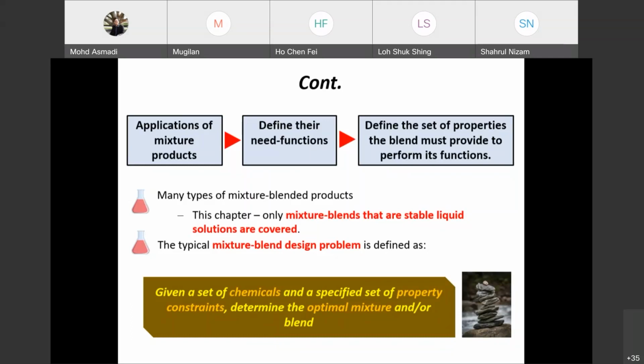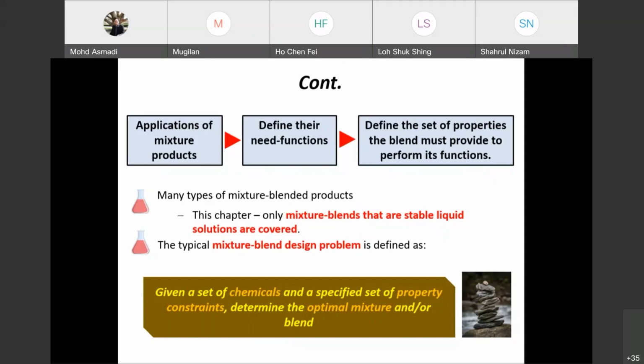Given a set of chemicals and a specified set of property constraints, determine the optimal mixture and blend. So with many sets of properties, we define the pH, the temperature, the melting point, boiling point, flash point. How can we determine the optimum conditions so that we can get the correct mixture blend? That is one of the problems, to get the optimum mixture.